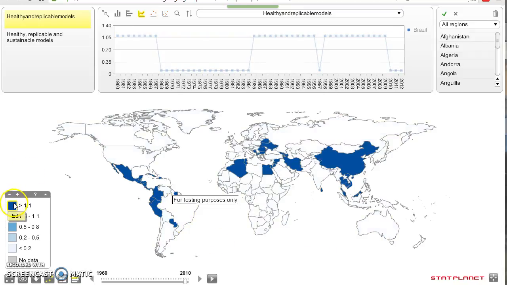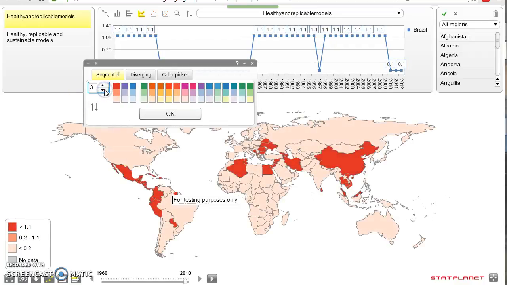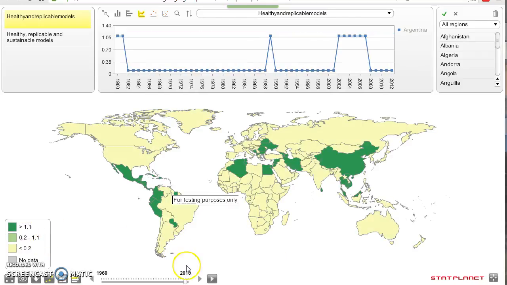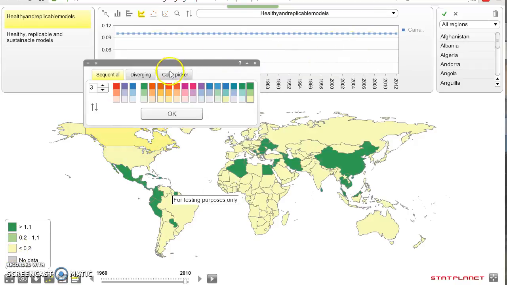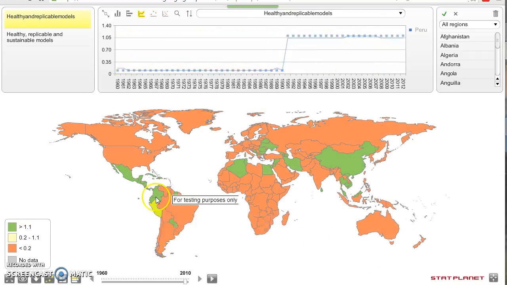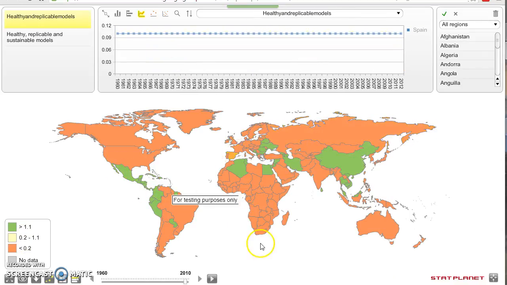Now, since we only have 2 criteria really, let's reduce it to 3 classes. We cannot reduce it any further, and let's put it like green, those that are over 1.1. Now, if you want, we can put this as another color, something like reddish, and we can see how the world looks in healthy and replicable models and non-healthy or non-replicable models.